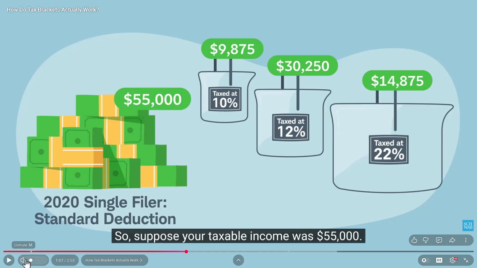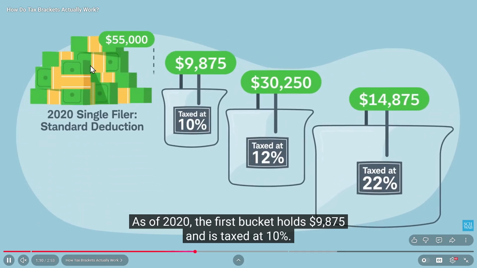Folks can unmute this later and watch it. But here, imagine 55K as the input. The 55K would have to fill up some buckets. In this case, the first bucket is going to be fully filled. The second bucket is going to be fully filled as well. And then the last bucket is going to be partially filled. So this is the biggest takeaway from the video, the distribution amongst brackets.